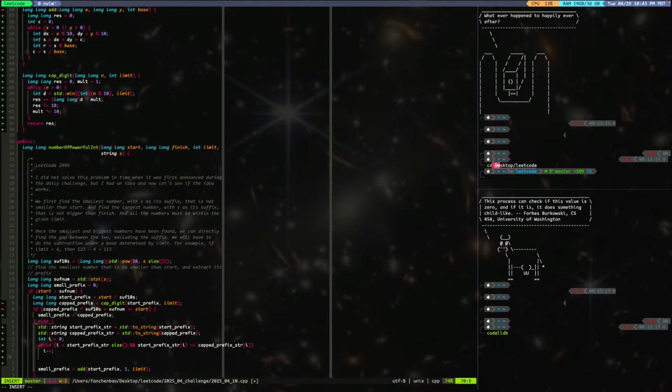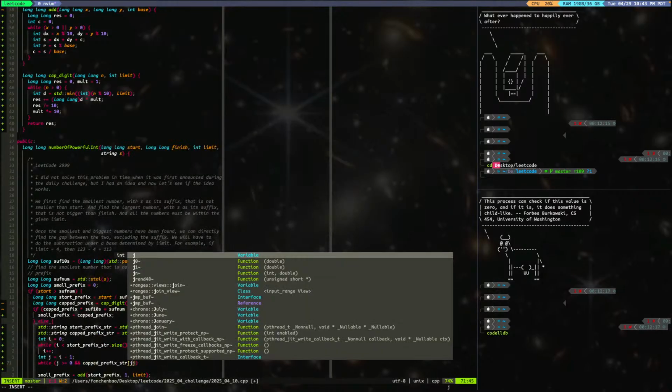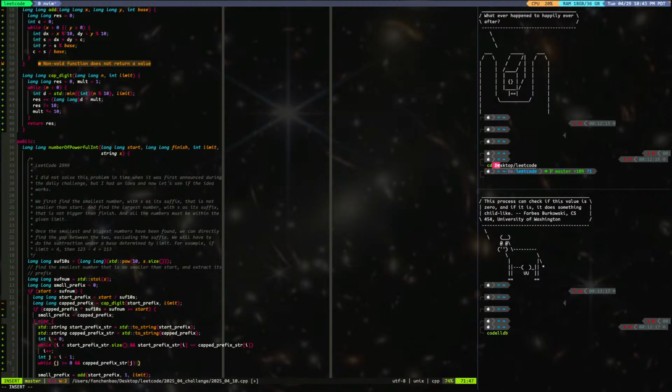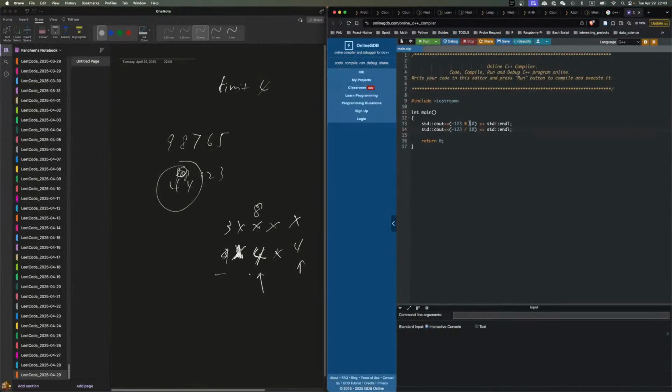I need to go from left to right. So int j equal to i minus 1, while j is larger equal to 0, and capped j is equal to... Holy crap, capped j, is that a character? Oh, I'm actually not sure. Hold on.